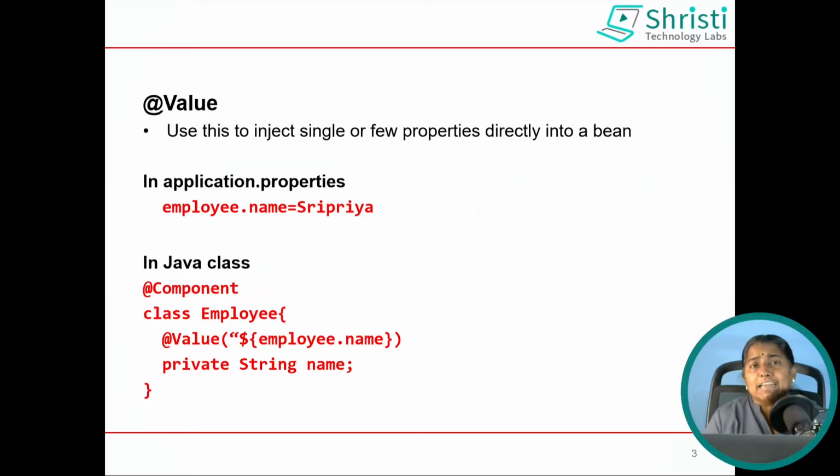In today's video, let us discuss 3 annotations of Spring Boot: @Value, @ConfigurationProperties, @PropertySource. Let us understand what is the purpose of these annotations, how to use them, where to use them and when to use them. Let us get started. First, let us understand about the @Value annotation.